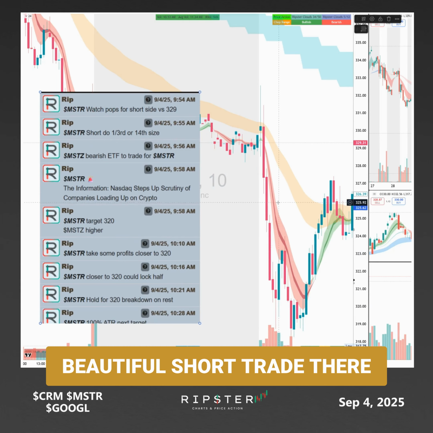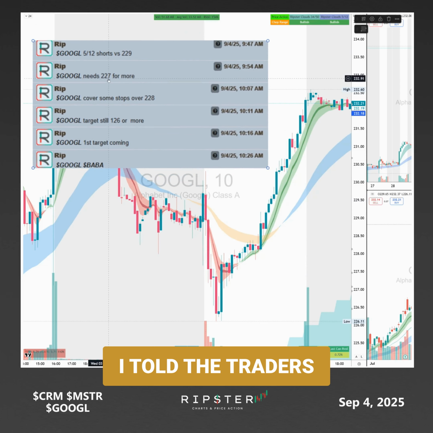It had news today. Trump said they're going to pursue breaking up Google, so we had a bearish bias. As long as it's under 230, we will only curl if it holds 228. As soon as the market opened, I saw this rejection. I told the traders to short. You can see that 512 short versus 229. I told the traders we need 227 and lower.